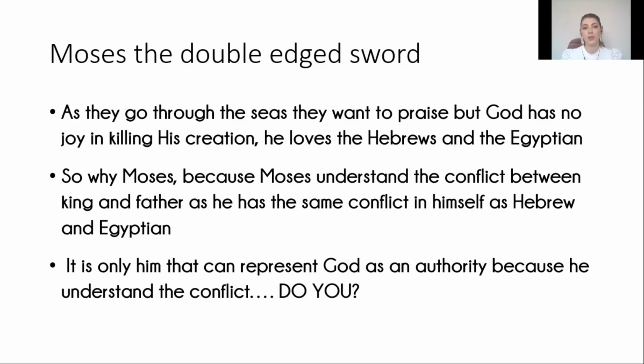And so why did God choose Moses? Because Moses understood the conflict that God had within himself as father and as king. Because Moses had that same conflict. He had the conflict of being born Hebrew, but being raised in an Egyptian household. And it's only him that can truly in authority step up and represent God, and in that authority go and threaten Pharaoh and say, you do not let my people go, God will kill you. Because he understands the conflict that God had within himself.